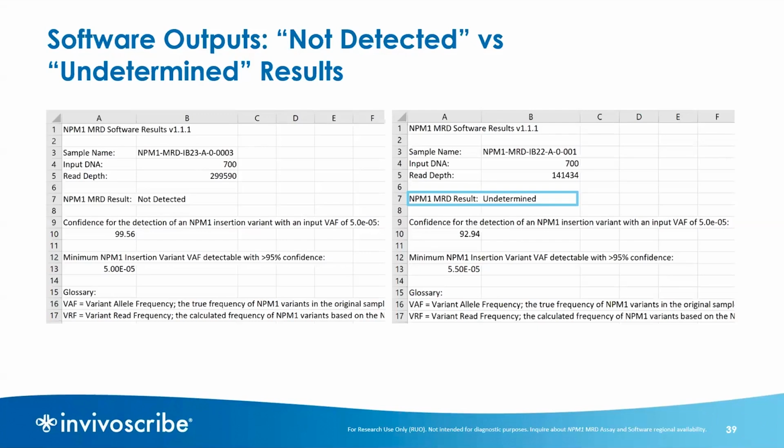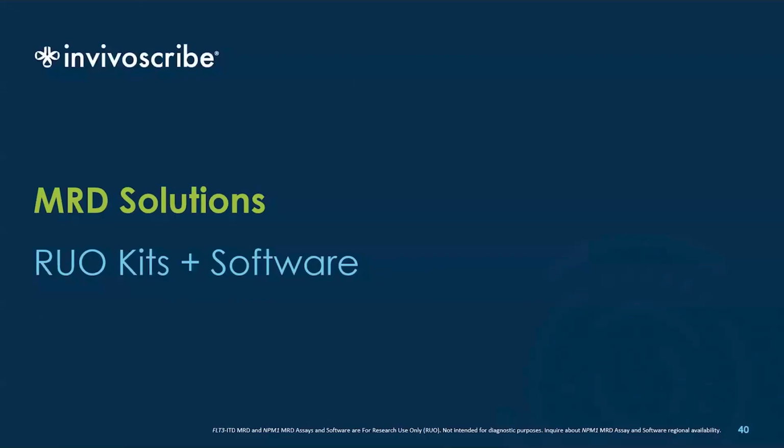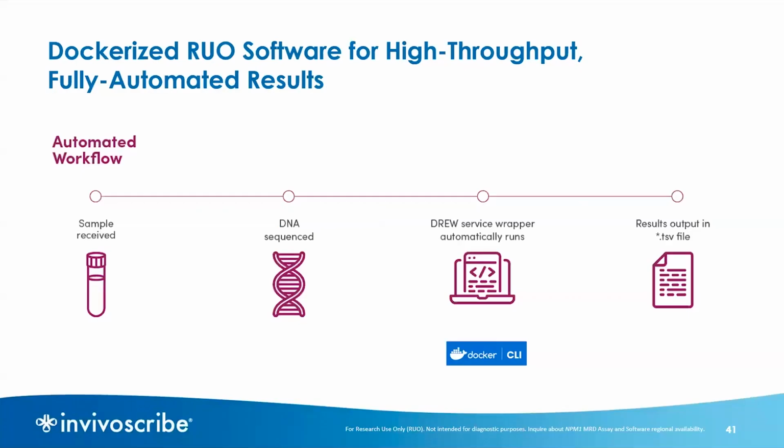So because the software outputs for FLT3 ITD MRD and NPM1 MRD are harmonized in this way, if you're using both the REO kits in-house, then this makes integrating the results into a database much easier. And so I'll move on to the MRD solutions that the REO kits and software can provide for you.